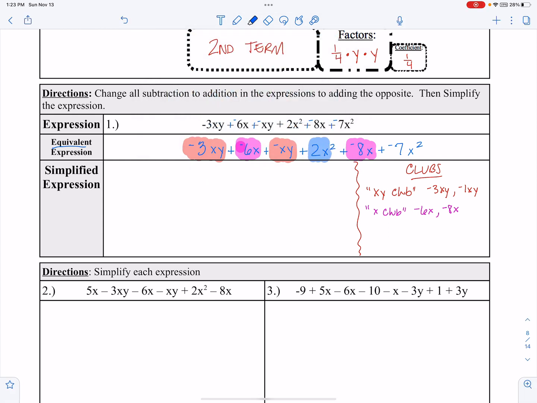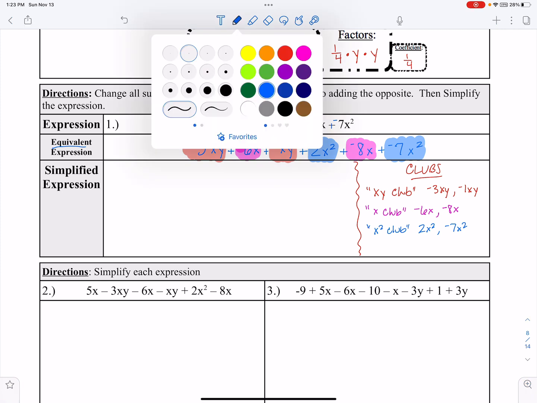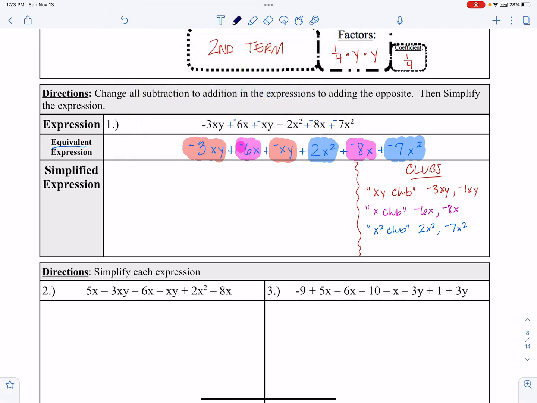Okay, our last one, final color, I'll just pick this blue highlighter. And we have a 2x squared, and then I'm looking for other x squareds, and I see this negative 7x squared. So we have the x squared club, and that is the 2x squared and a negative 7x squared. So what this does, this is what our brains would do if you're doing this more mentally than writing it all out like this, okay?